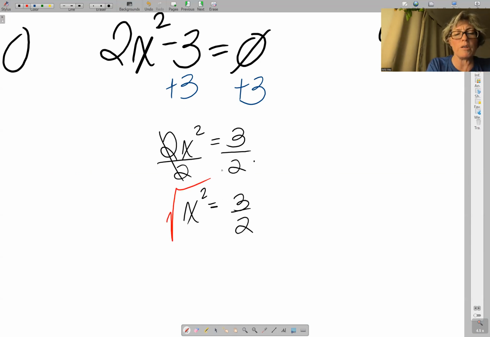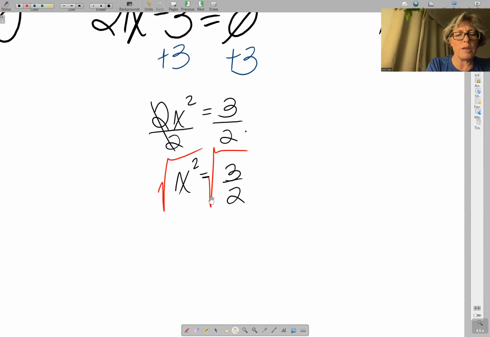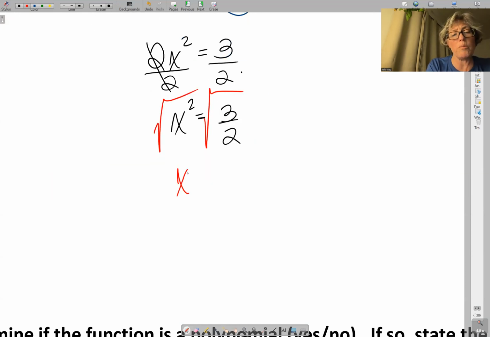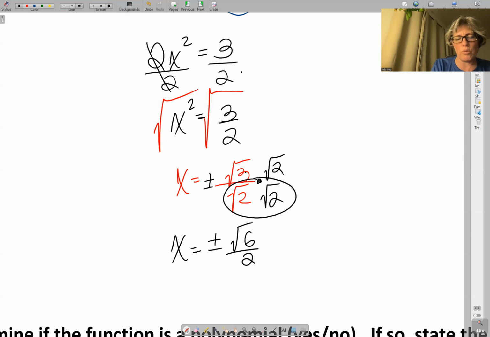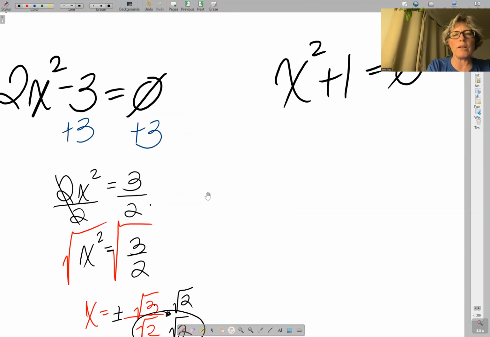The opposite of squaring is square rooting. All right. But wait, there's more, because technically this is root 3 over root 2. And of course, this entire thing's going to be plus or minus, but we'll come back to that. You cannot leave a radical in the denominator there. So we're going to multiply top and bottom by root 2 to clear that radical in the denominator. So x is going to equal plus or minus 3 times 2 is 6. So root 6 over 2. There's those two. Coming back up here, last one.